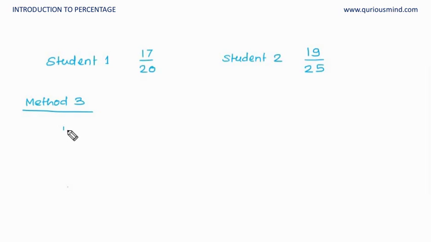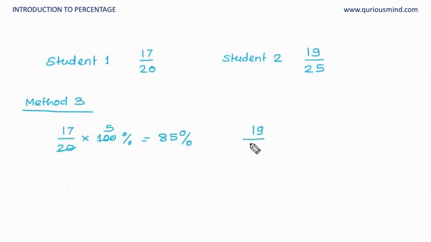In method 3, we multiply this number by 100%, which is equal to 100 upon 100. So instead of writing this as 100 upon 100, what I did is I converted this 100 into the symbol percent, so that there is now no chance that I will use this 100 in any of my calculations. And so it becomes 25s are 100, 17 into 5, 85%.